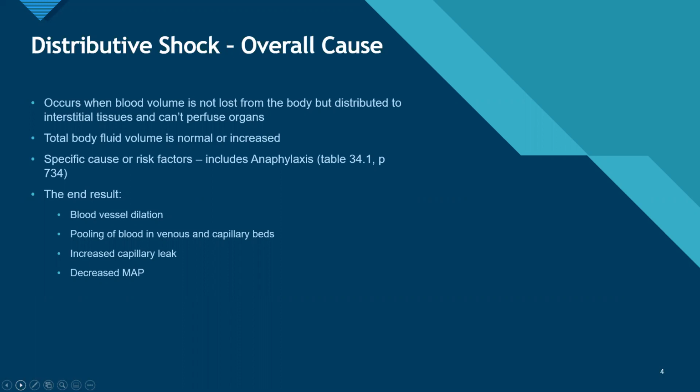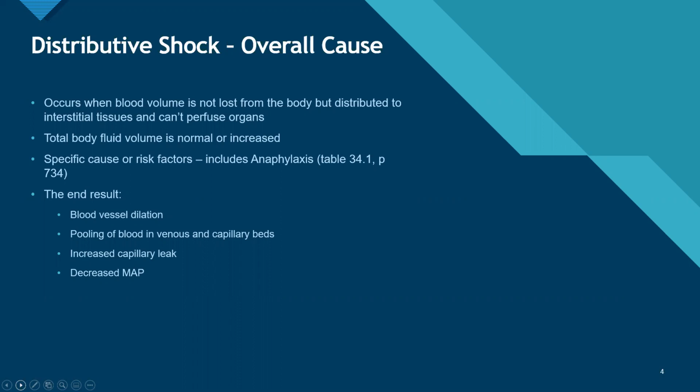So what distributive shock is, it's when the blood volume is not lost in the body. You have the same volume of blood, but it's distributed to your interstitial tissues, so your organs aren't getting perfused. Your total body volume is normal, or it could be increased. The one in table 34, task 1, shows a whole list of different reasons for distributive shock, but the one we're focused on at this point is anaphylaxis.